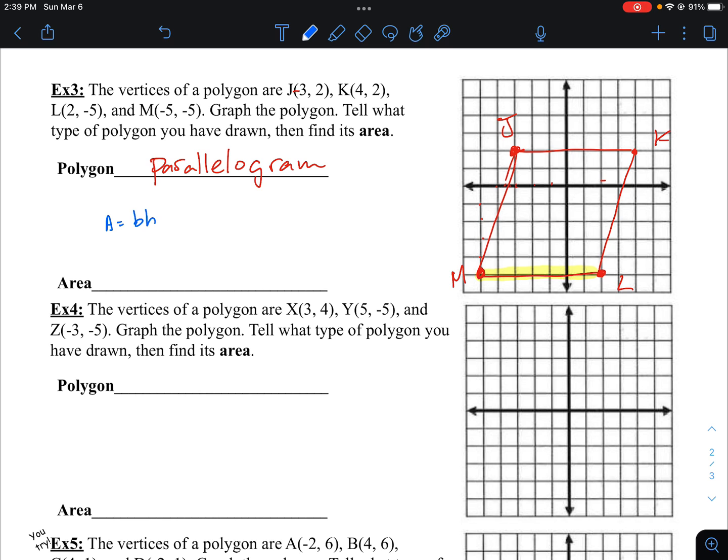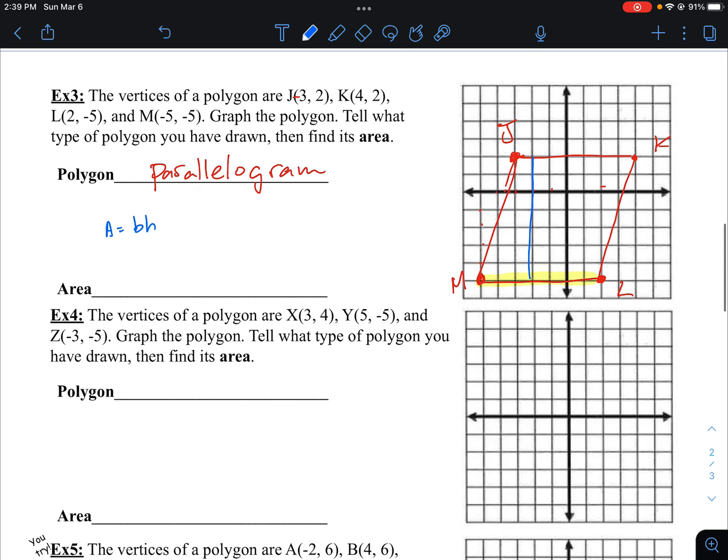So for the height, I'm going to draw a line from the top to the bottom, and it needs to make a 90-degree angle, which it does. You see that? So now I have a base and I have a height. What is the base? Let's take a look. Start here and let's jump. 1, 2, 3, 4, 5, 6, 7. That is a total of 7 spaces. So my base is 7.